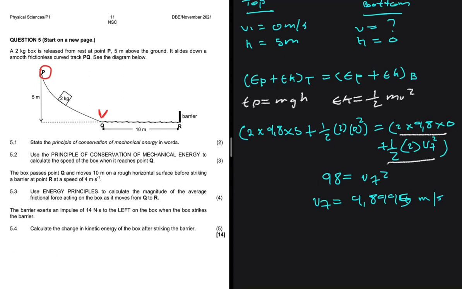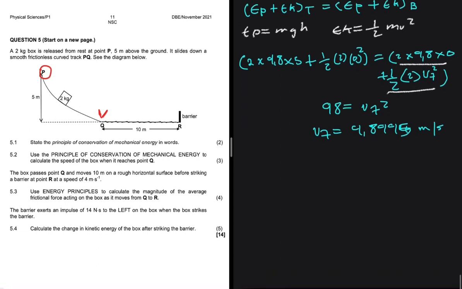The reason why we're using this equation in 5.2 and why it works is because there's no friction. So let's keep in mind that we can only use this equation when our system is isolated. And then let's move ahead and go to 5.3.